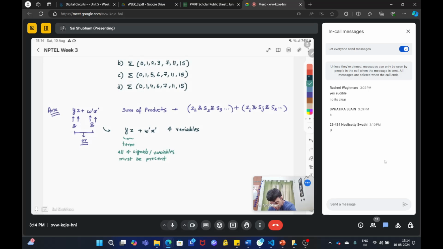So how do we do that? We know that any signal when ORed with its complement is always 1. So as you can see, this expression is yz, which is y and z. So I can assume that there is another signal x plus x dash. Similarly, there is another signal w plus w dash.